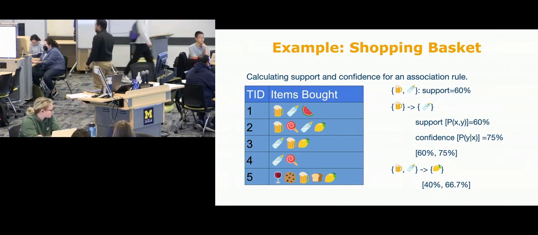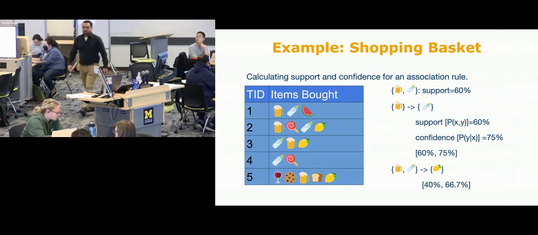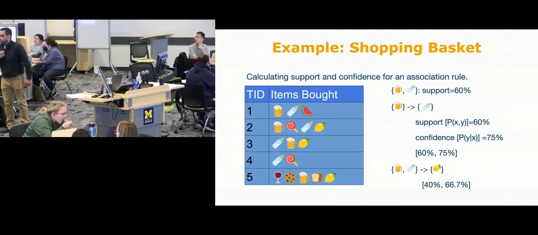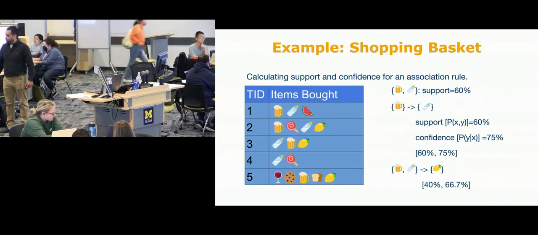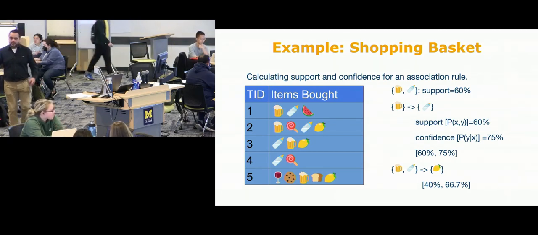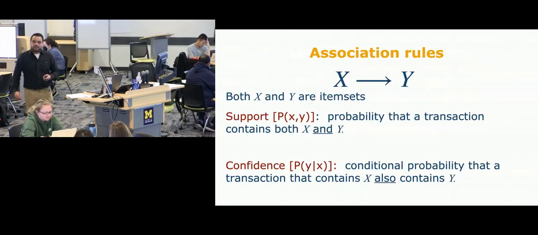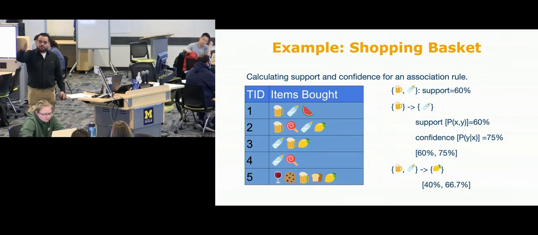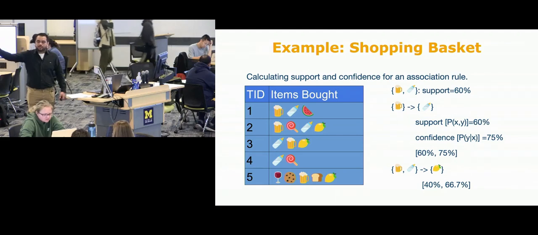Anyone? Yeah. Did you say the transaction that contains beer? If you consider the transactions that contain beer, you found 3 out of 4 that contain milk. Okay, perfect. As we saw on the previous slide, it's the conditional probability that the transaction that contains x, so x is the denominator, also contains y, right? So we are looking for the association from beer to milk, right?